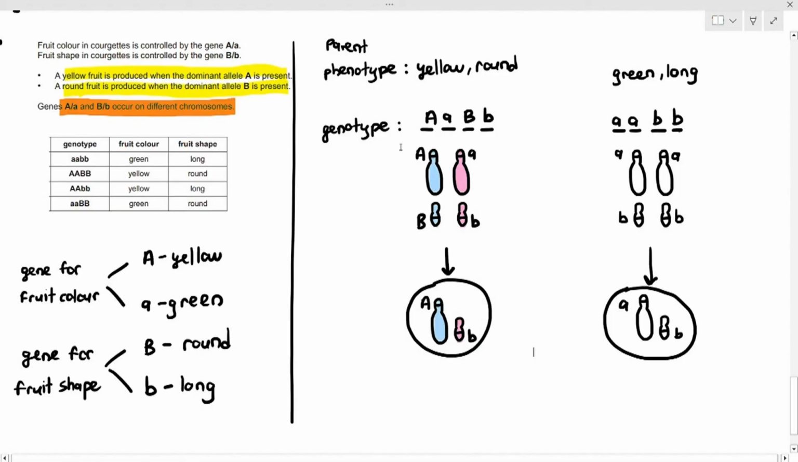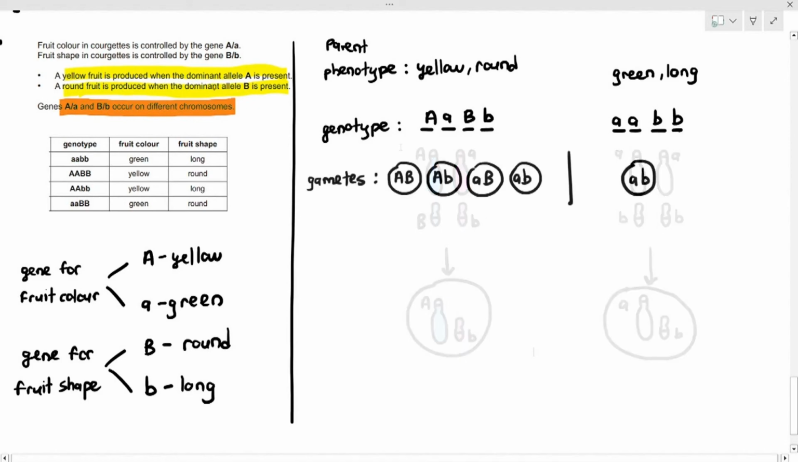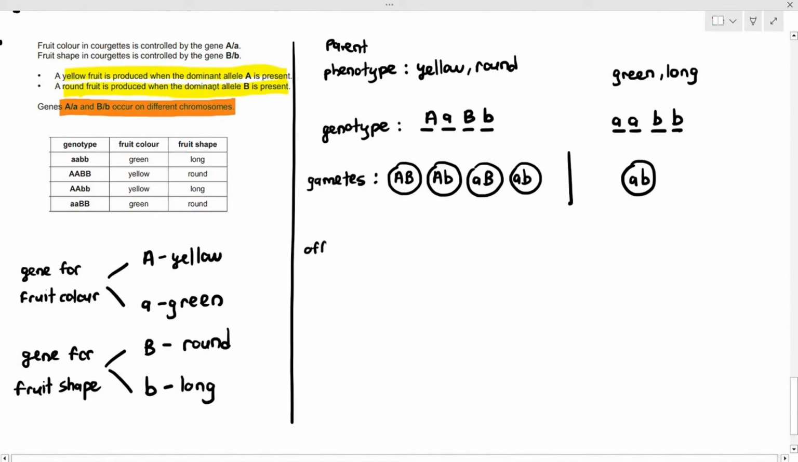So when you are asked to write out the gametes, for the yellow round parent, it can produce large A, large B, large A, small b, small a, large B gametes, and small a, small b gametes due to random assortment. And for the green long one, it can only produce small a, small b gametes. In this case, do you have to do a Punnett square? I mean, if you want to, or if the question requires you to do a Punnett square, go for it. But it's quite simple to just do your line method.